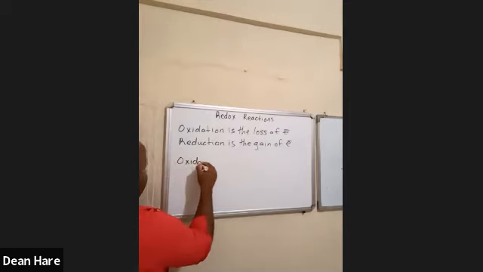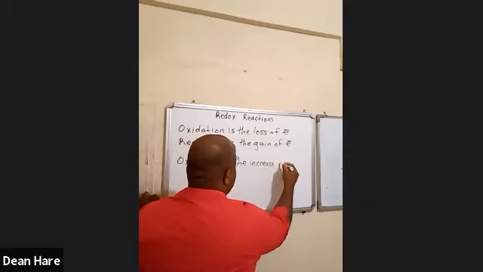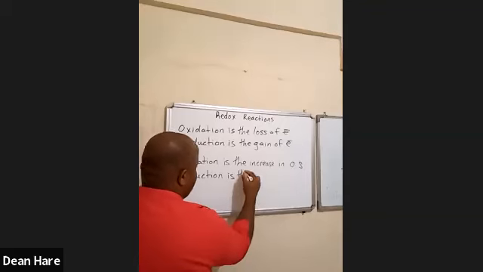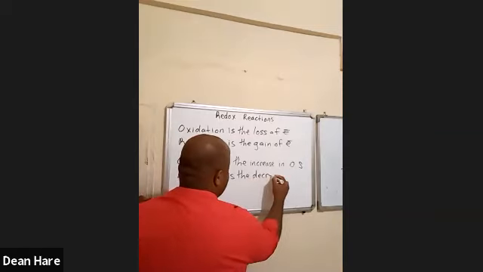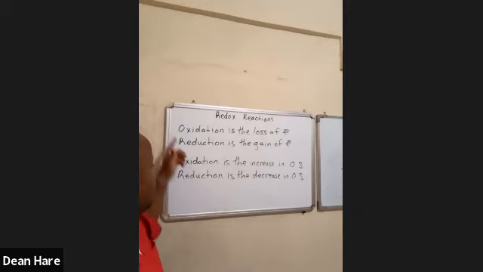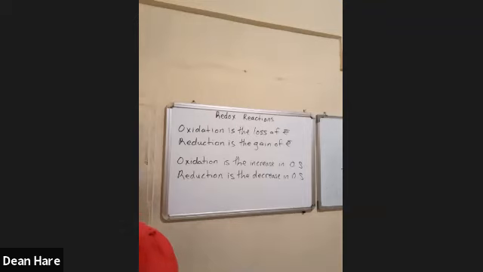oxidation is the increase in oxidation state, and reduction would be the decrease in oxidation state. I want to say oxidation number. So in terms of definition, you can use electron or oxidation state if it is not specified.